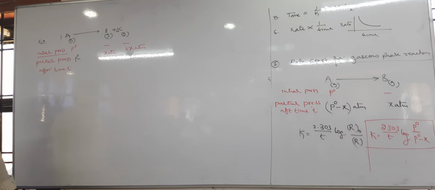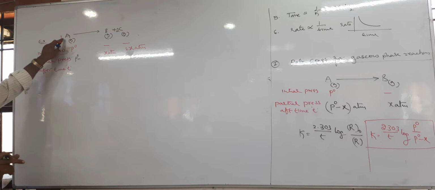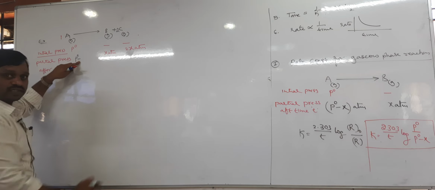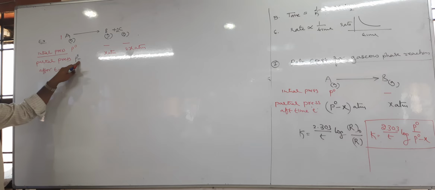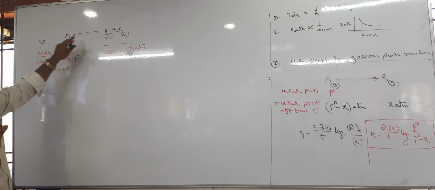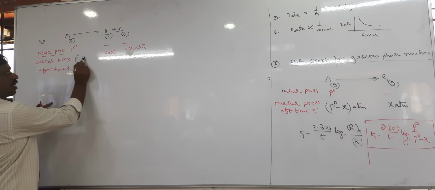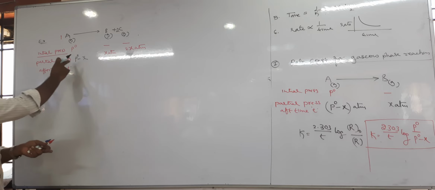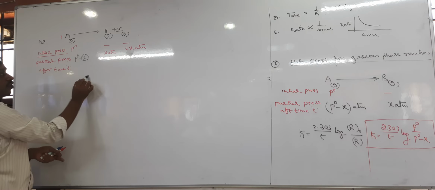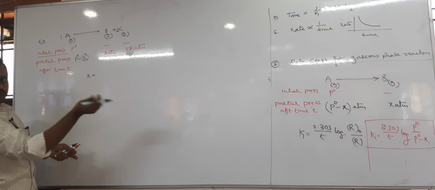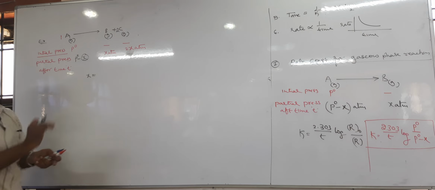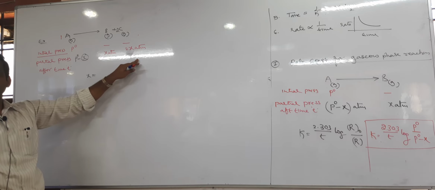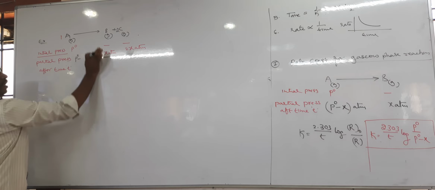X only, because 1 mole of A gives 1 mole of B and 2 moles of C. Therefore, if X mole dissociates, it gives X and 2X. If X mole of reactant decreases, then X mole of B and 2X mole of C are formed, even in atm. So it becomes only P naught minus X.